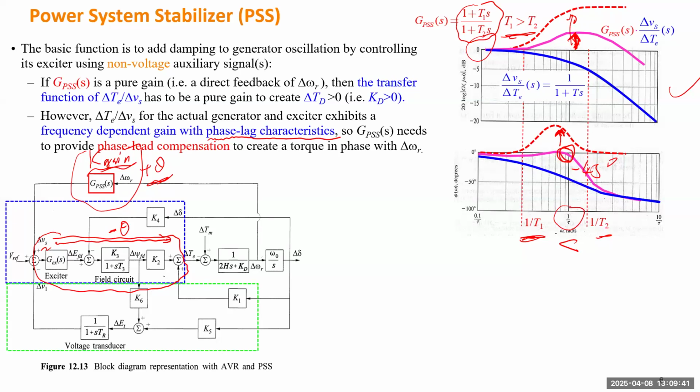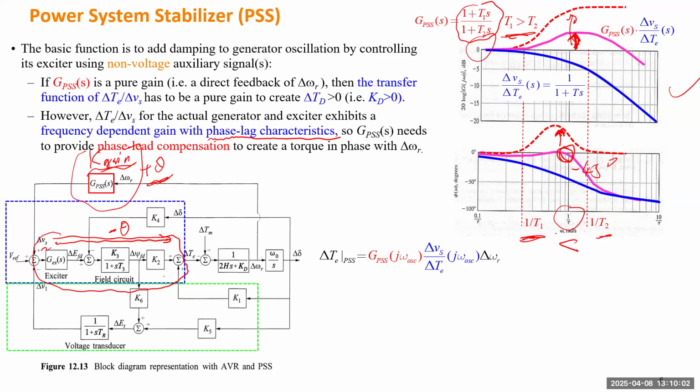But how much to provide, you still need to design T1, T2. Okay, so if T1, T2 are too separate from each other, maybe the phase lead is smaller, or maybe T1 is close to T, but T2 is too high. It may also not give you the desired phase lead. All right, so let's see.